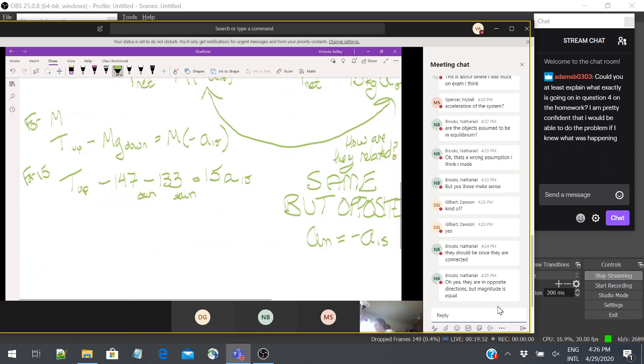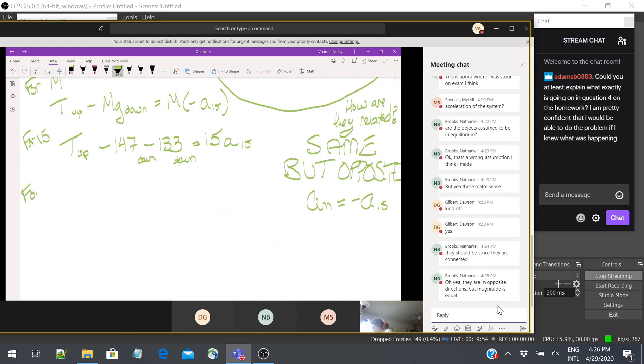Let's do it for the 10 kilogram. That has the 133 upward minus 98 newtons downward equals 10 kilograms times its acceleration. What about this acceleration? Is that the same? Is it bigger? Is it smaller? Is it opposite?